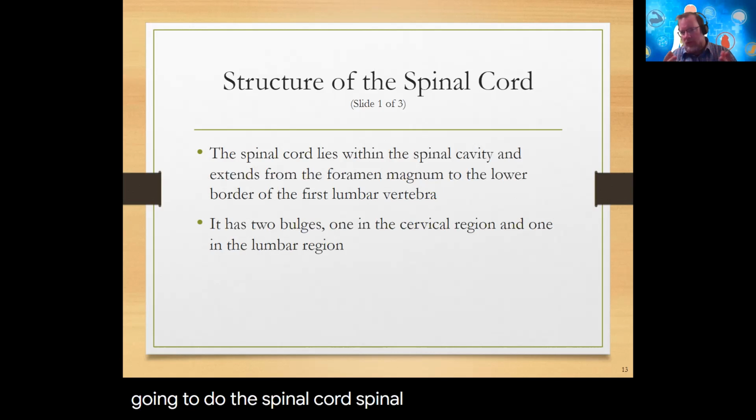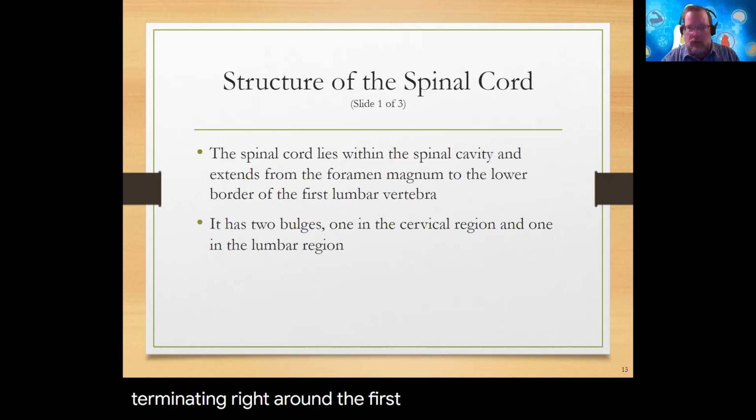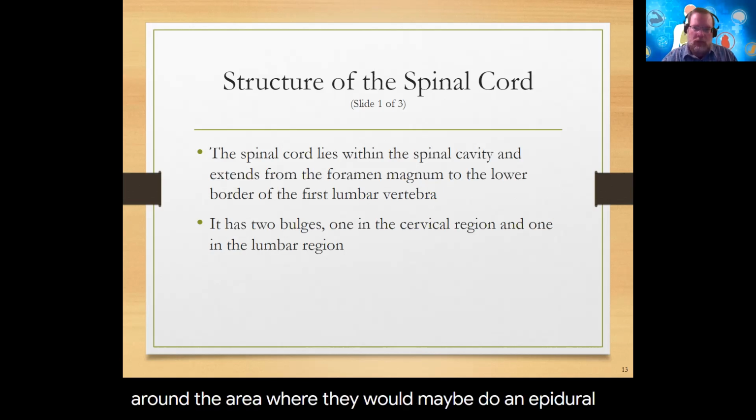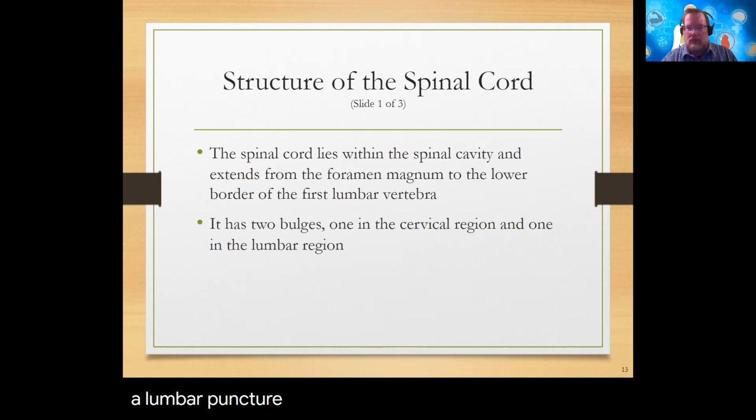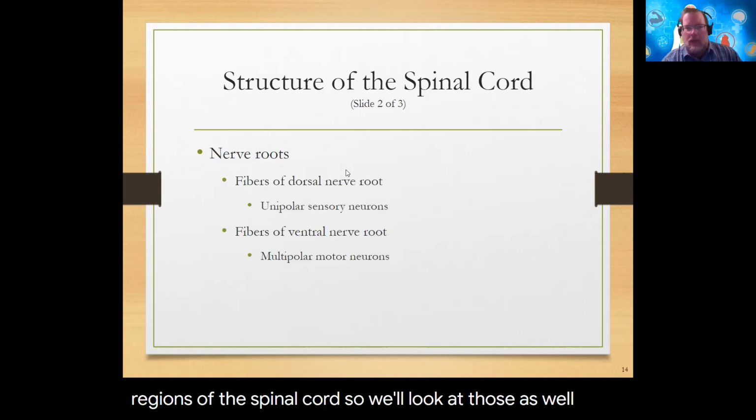The spinal cord, of course, lies within the spinal cavity, extending inferiorly through the occipital bone, through that foramen magnum, and terminating right around the first lumbar vertebra, right around the area where they would maybe do an epidural or a lumbar puncture. We do see a couple of bulges or larger areas in the cervical and lumbar regions of the spinal cord. So we'll look at those as well.